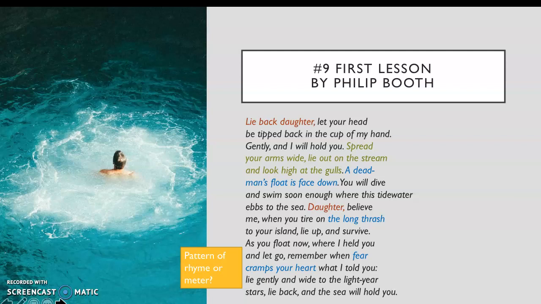Lie gently and wide to the light year stars. Lie back, and the sea will hold you. This is one of my favorites.